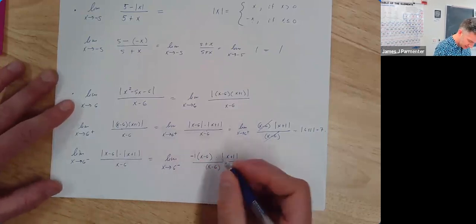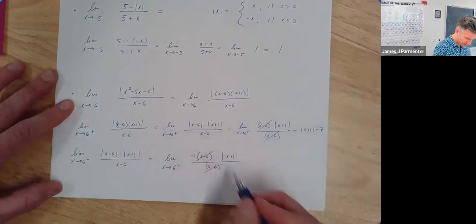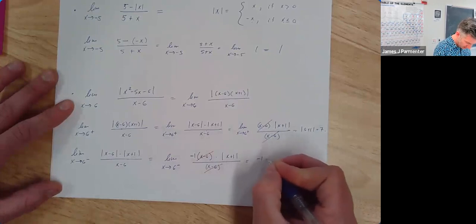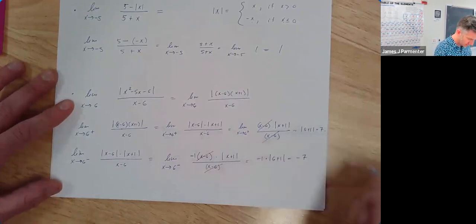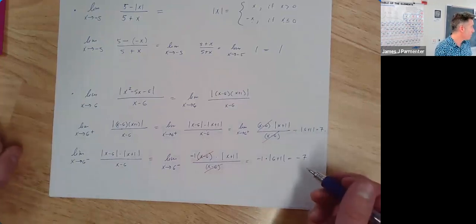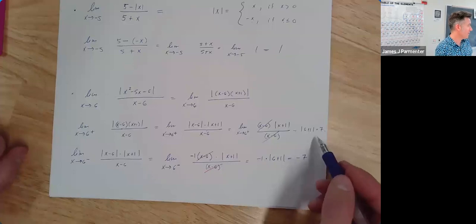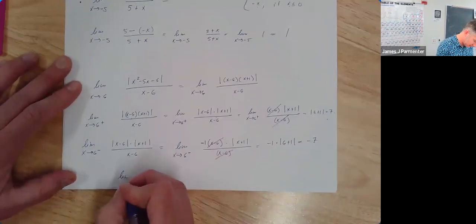The x minus 6s still cancel, but now when we plug in 6 for the remaining x's, we get -1 times the absolute value of 6 plus 1, which is -7. So the limit from the left and the limit from the right don't match up. The right-hand limit's +7, the left-hand limit's -7. The overall limit does not exist.